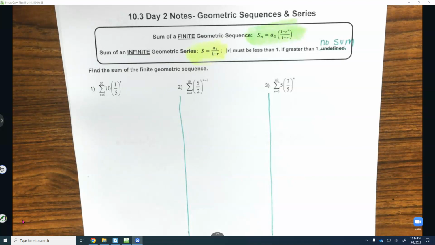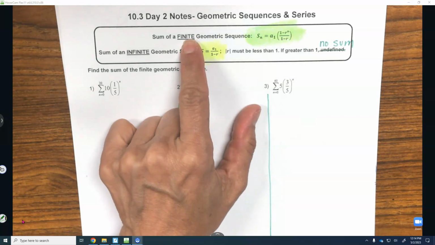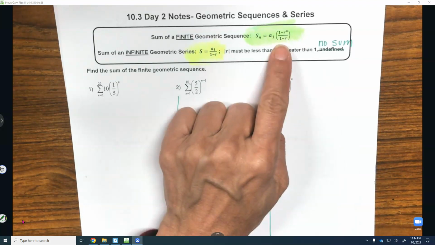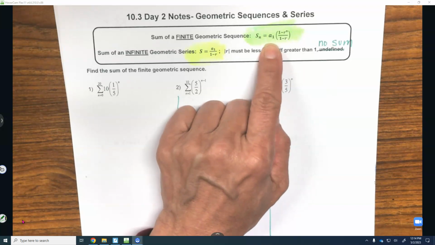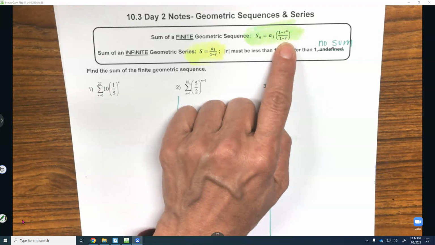So here's what's happening. You're going to have two formulas that you need to memorize for tomorrow. The first one is finite. And remember, finite has a start and a stopping point. This is the formula to add up any geometric sequence where it stops. Notice a sub 1 is out to the front, and then you have a fraction. You're going to be subtracting your r values from 1.